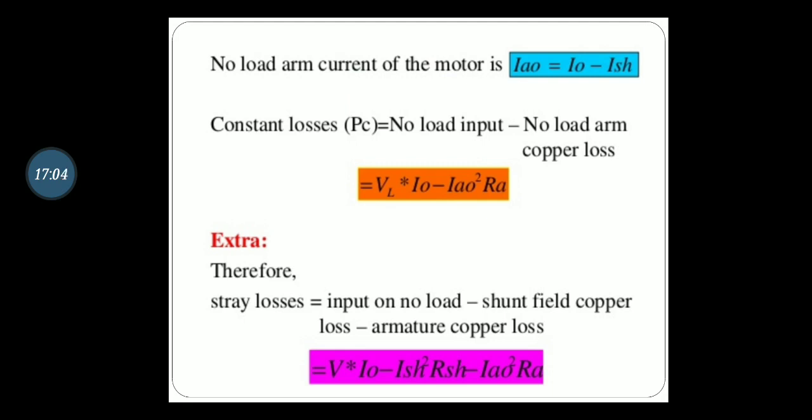Now the no load armature current of the motor is calculated by using the formula Ia0 equals I0 minus ISH. I0 is the no load current of the motor, and ISH is the shunt field winding current. Now constant losses can be calculated by using the formula: the difference between no load input and no load armature copper loss, that is VL into I0 minus Ia0 square RA.